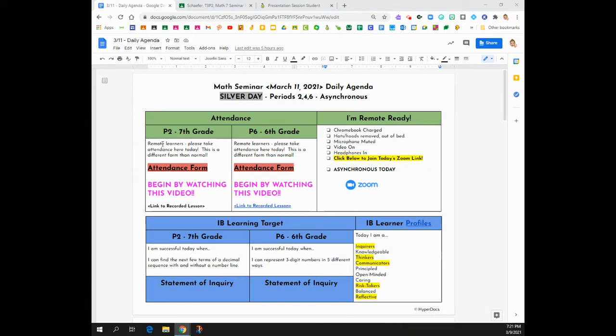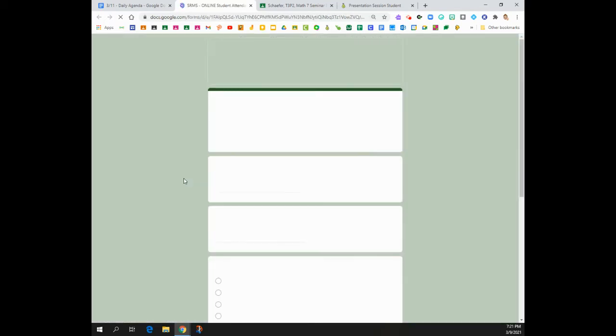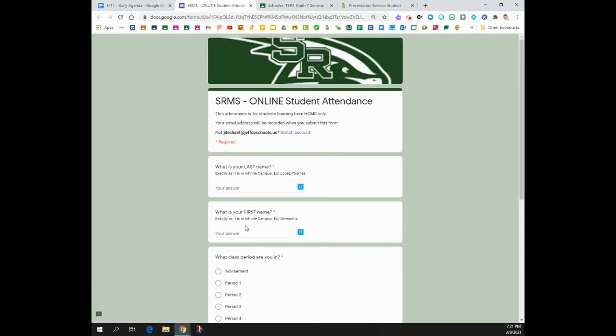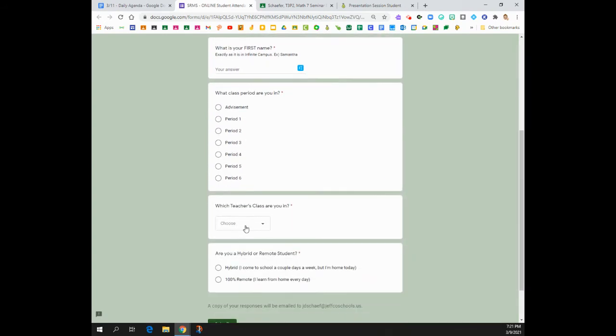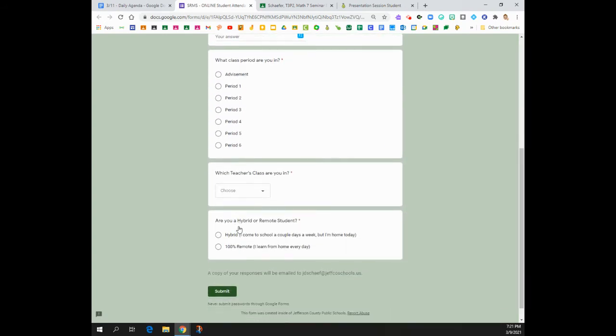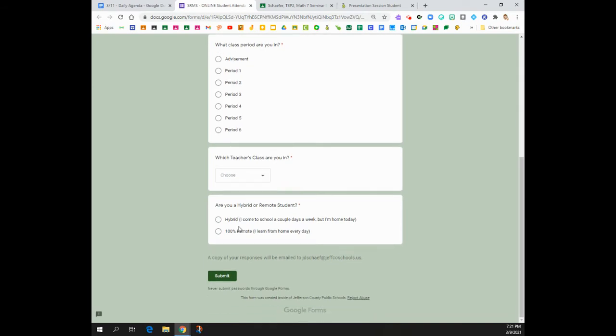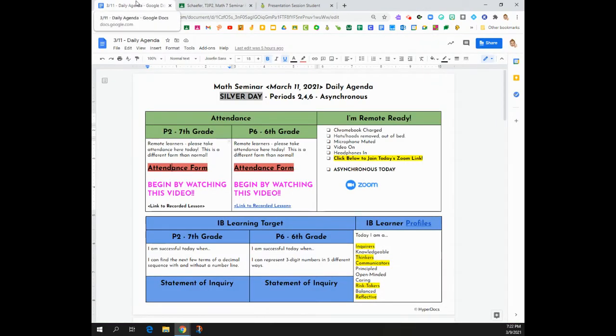If you are a remote learner only, you need to make sure that you're taking attendance off of this form. If you click on it, it looks a little bit different than my typical one, because this goes to the front office. So make sure that you're putting in your first and last name, what class period you have, put in Ms. Schaefer here for the teacher, and then whether or not you are a hybrid or a 100% remote person. If you are in person today, then the substitute will take attendance for you, so you don't need to worry about it. There will not be any live Zoom calls or anything like that today.